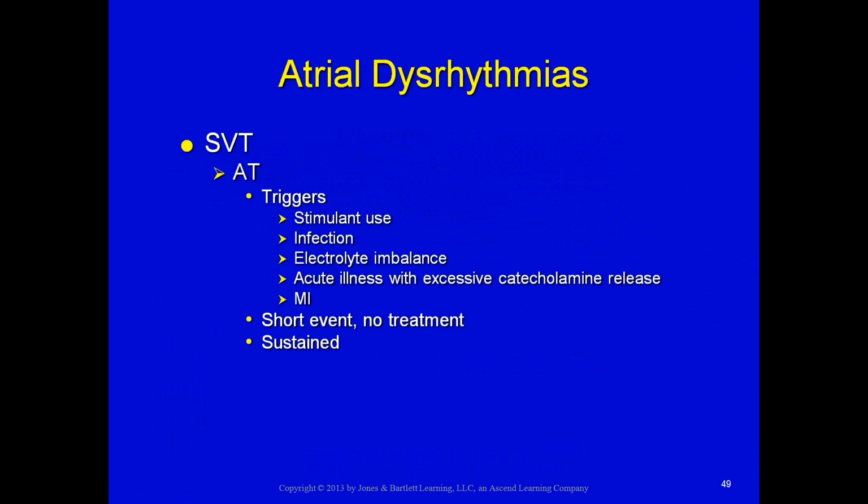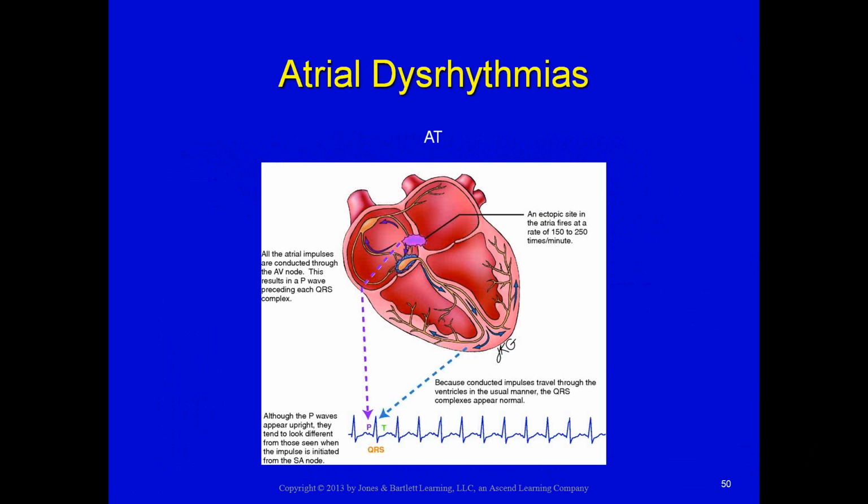Things that will trigger atrial tachycardia include stimulant use, infections, electrolyte imbalances, acute illnesses, heart attacks or acute coronary syndromes. If the event is short, there's just a burst of atrial tach and then it goes away and doesn't come back, obviously there's no treatment. But if it's sustained and they stay at a rate of 200, they're not going to stay in that rate very long. We're going to need to slow that heart rate down.